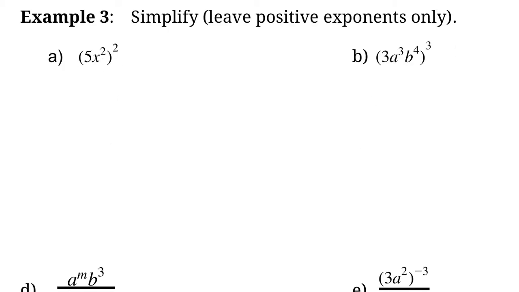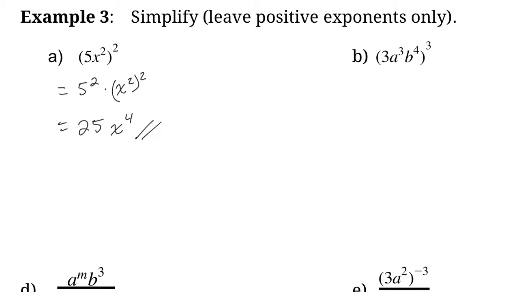In the next one, we're working with some variables, and we need to leave our answer with positive exponents only. So we have (5x squared) to the power of 2, and this power applies to everything inside those brackets. So we can rewrite this as 5 to the power of 2 times (x squared) to the power of 2. And 5 squared is 25. X squared to the power of 2, in this case, we need to multiply our two exponents, so this is just going to become x to the power of 4. And that cannot be simplified any further, so that one's done.